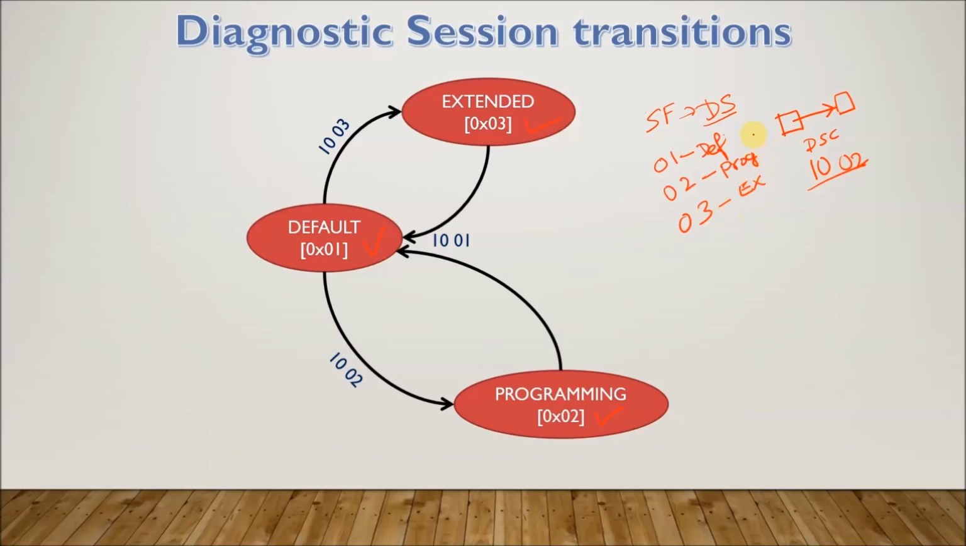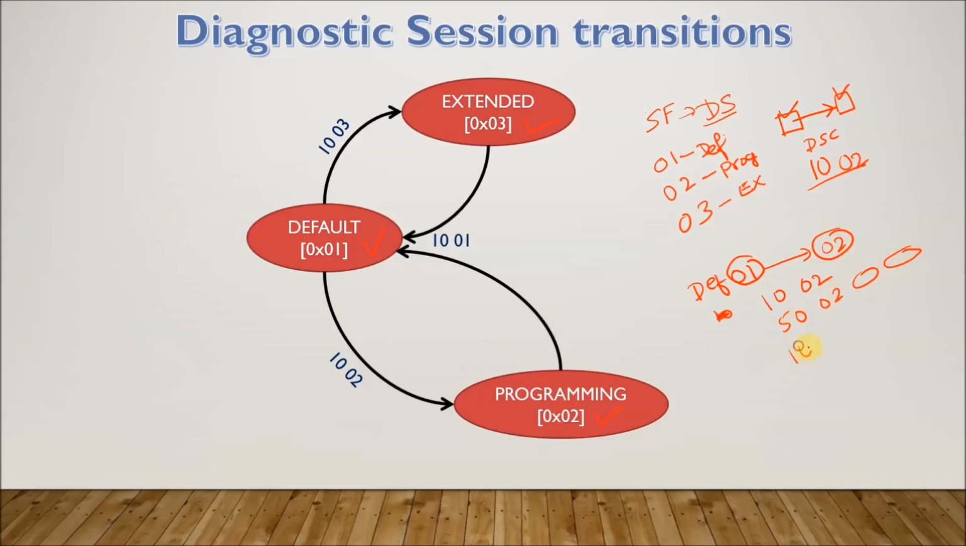Now, whether the ECU is in any diagnostic session and you want to move to a different diagnostic session, what are the different transitions possible? Let's say the ECU is in the default diagnostic session, so it's in 01. You want to move to 02. Okay? Then you will send 1002. Then you will get a positive response, that is 5002, and P2 server max and P2 star server max will be given here.